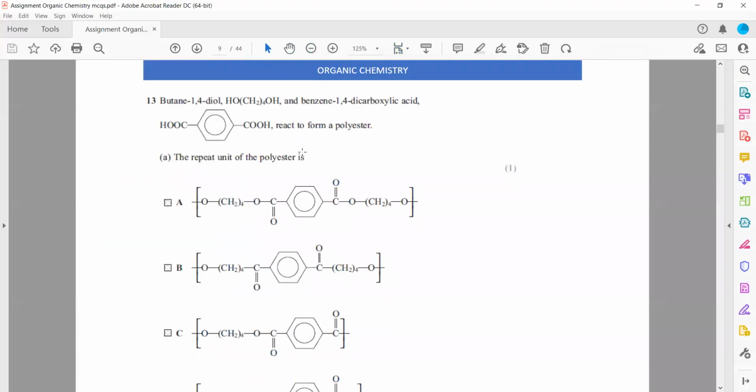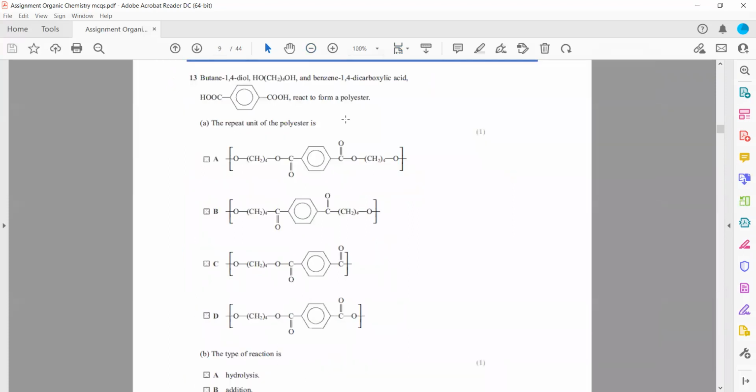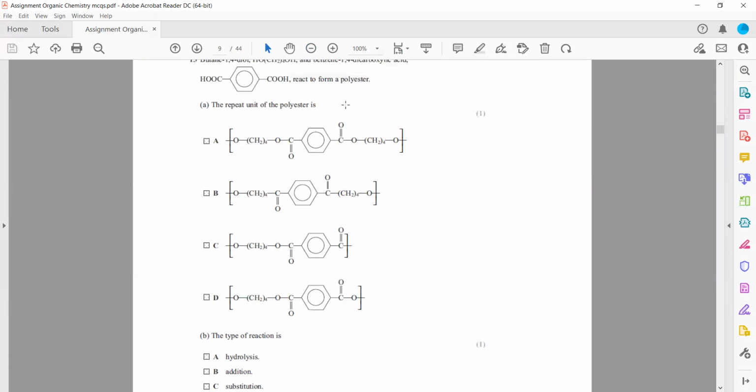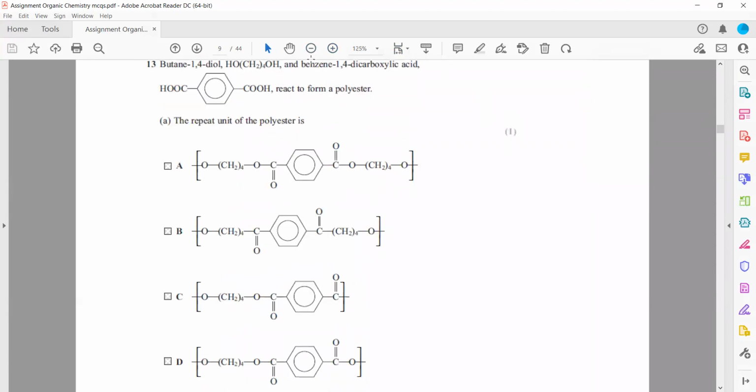Then the next question: butane-1,4-diol and benzene-1,4-dicarboxylic acid can form a polyester, as you can see. So the question is the repeat unit of the polyester. How can we work out what the repeat unit will be? Whenever a diol reacts with a dicarboxylic acid, one side, because all of them start with O, first I remove H, the other side OH, then H and then OH.